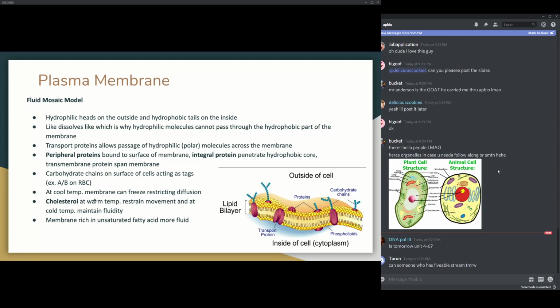And so at cool temperatures, your membrane becomes less fluid. And so your goal is obviously to combat that, because you still want your plasma membrane to be fluid to allow the passage of molecules. So what you do is you have cholesterol, which helps as a membrane buffer, and it allows the membrane to be more fluid at colder temperatures, and at warmer temperatures, it prevents the plasma membrane from becoming too fluid. So it's crucial to have cholesterol in cell membranes.